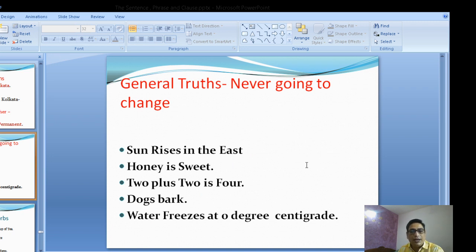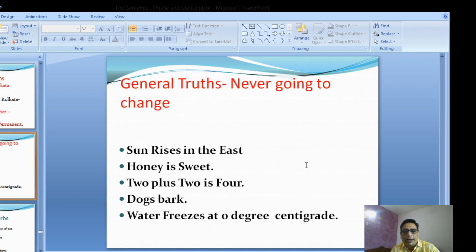Sun rises in the east. Now, can the sun all of a sudden decide, I'm not going to rise in the east tomorrow, I'm going to rise in the west? So if that happens, then it's a big problem. And then the general truth will not hold true. So sun will never decide that I'm going to rise in the west tomorrow. It is always going to happen.